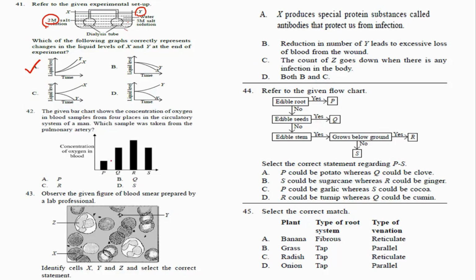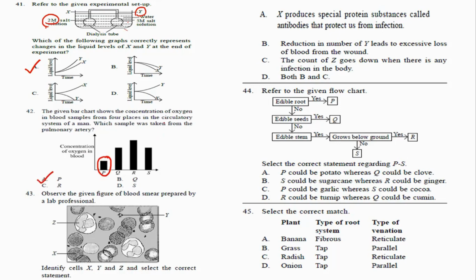P is the lowest one here. That means it is having the lowest concentration of oxygen. So P can be the pulmonary artery. Why? Because the pulmonary artery always carries deoxygenated blood. It carries blood from the right ventricle to the lungs for oxygenation. So P can be the pulmonary artery, and our answer is option number A, right?